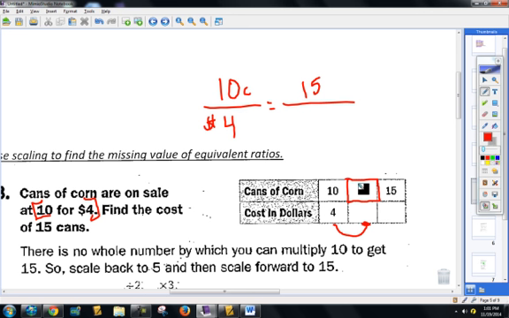By the way, I didn't mention this. Scaling backwards means finding a common factor. Scaling forward means finding a common multiple. What common multiple do they share, Ethan? 20. 20 is not a multiple of 15. Oh.